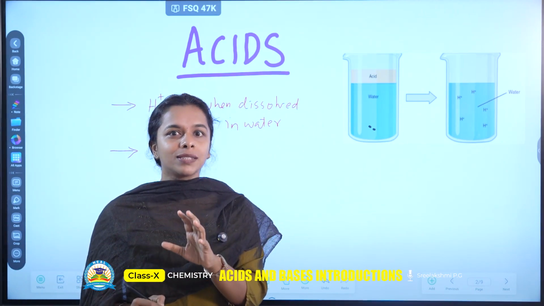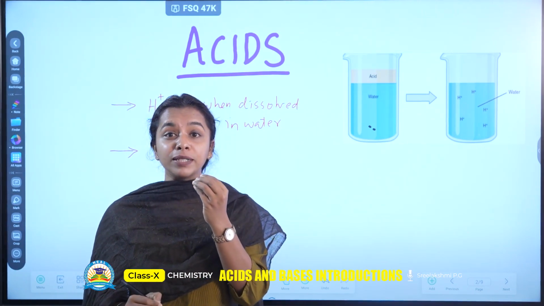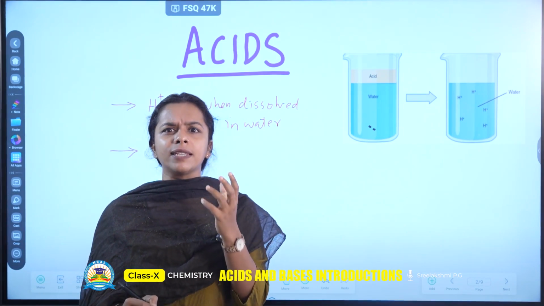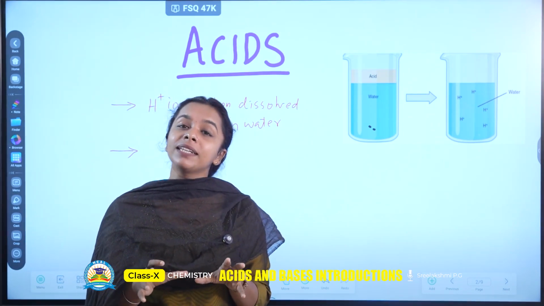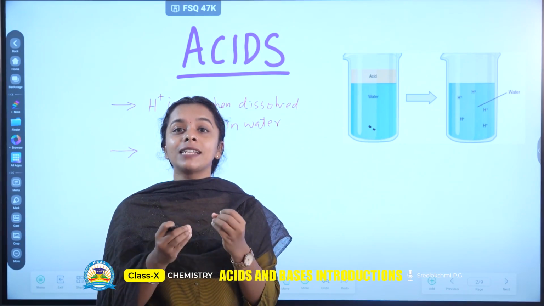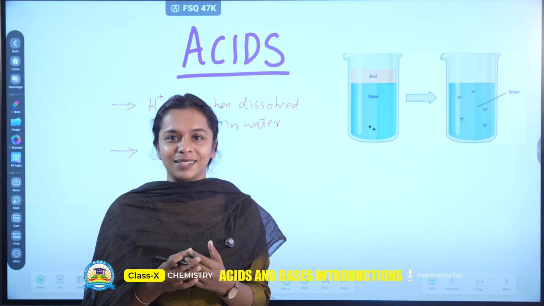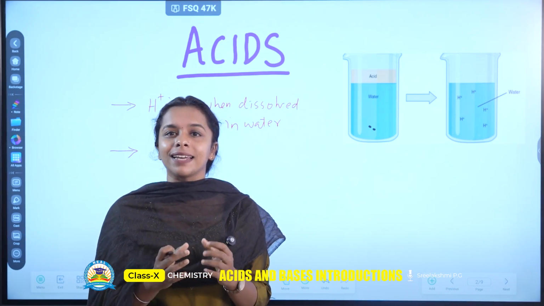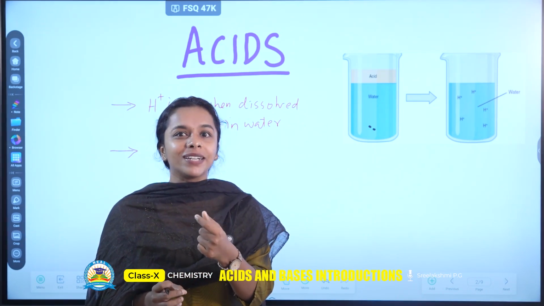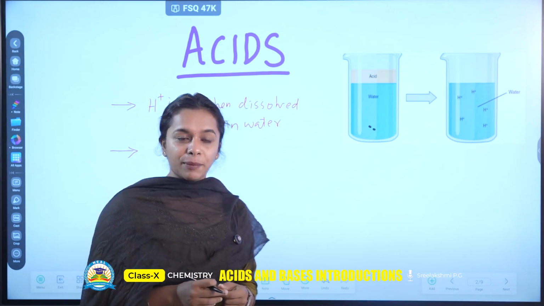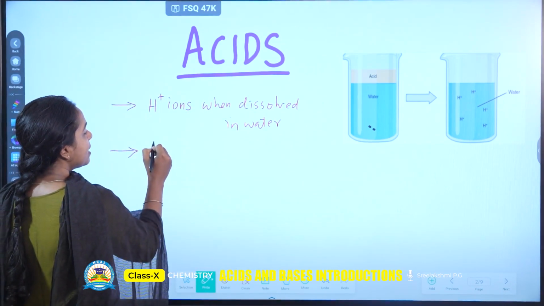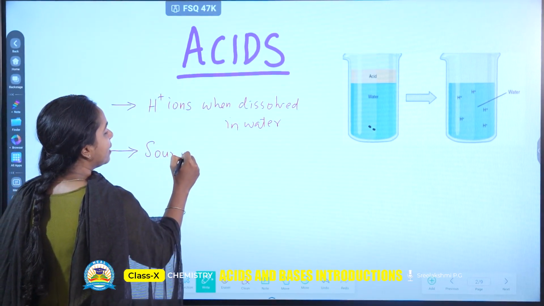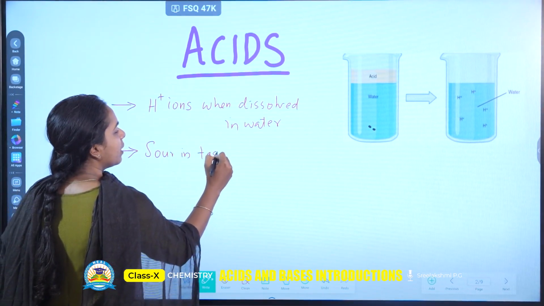It is not the lemon juice, it is a lemon. When you taste the lemon, you can feel that sour taste. What is the reason? Yes, lemon consists of a natural acid, that is citric acid. That's an organic acid, okay? So it consists of what? Citric acid. That citric acid is giving that sour taste to the lemon. So we can say that acids are sour in taste, okay?